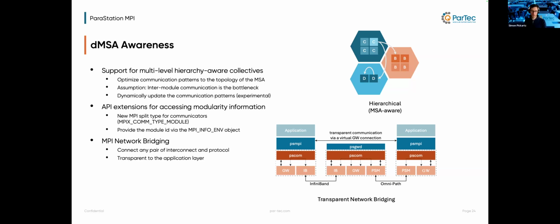And finally, the MPI network bridging, which I already mentioned before, you can see it on the right-hand side by taking the example of bridging between the InfiniBand network on the one hand and the OmniPath network on the other hand. And as you can see, it is even transparent to our PSMPI communication stack. So the network translation really takes place below, only within the PSCOM communication library.